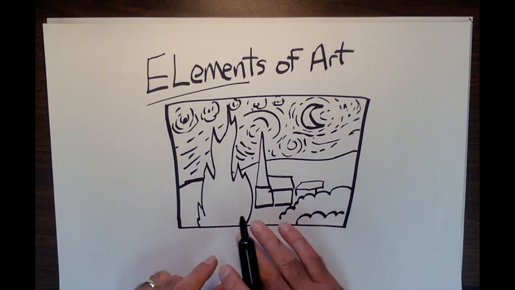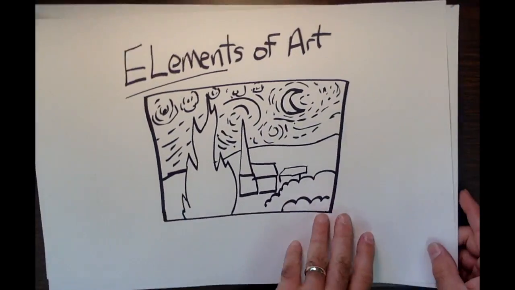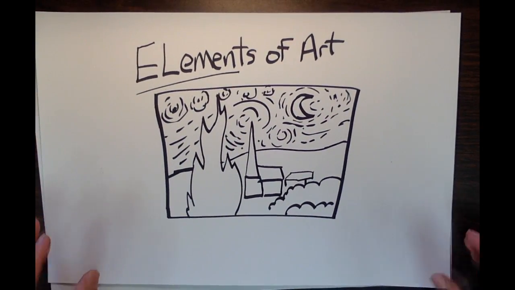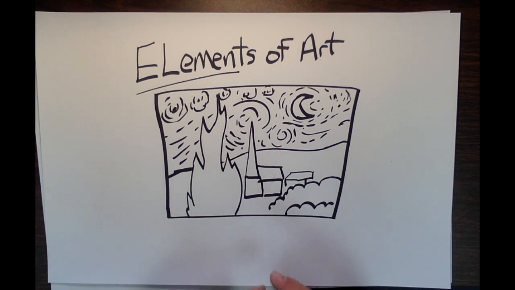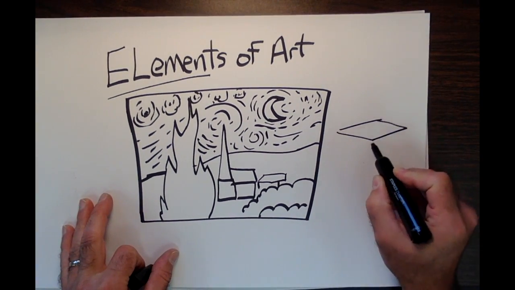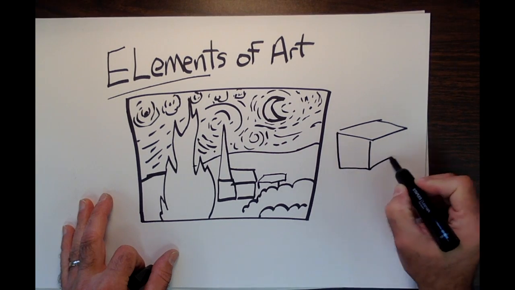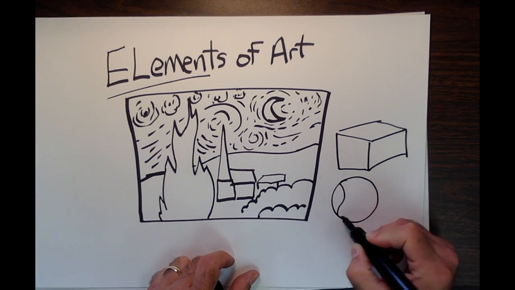Now, this is very, very flat. If I flip it over, you're not really meant to see what it's looked like on the back. There's nothing on it. So when we deal with sculptures and we're learning how to create objects with our hands, then we need to learn about the last element, and that would be the element of form. Form is dealing with three-dimensional objects, such as a cube or a rectangular prism, spheres.